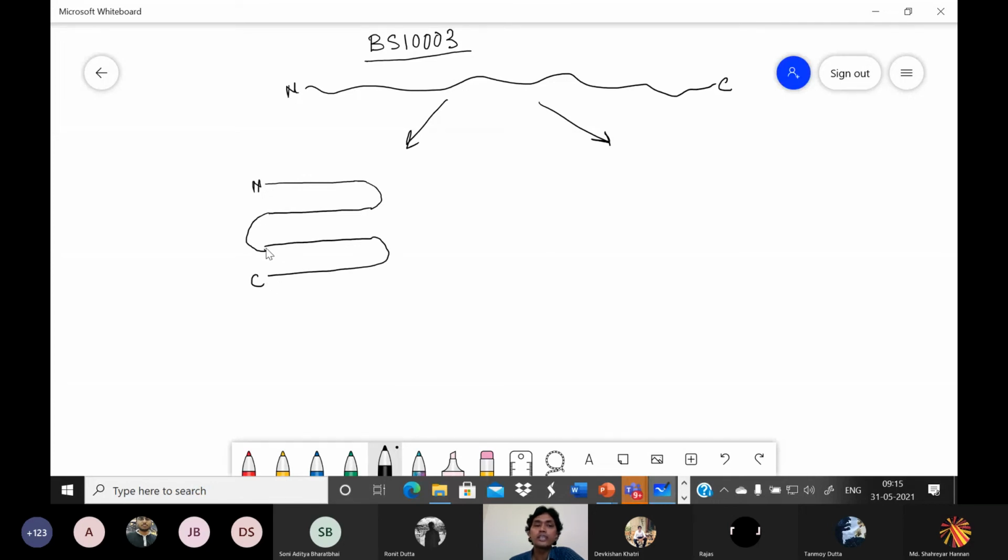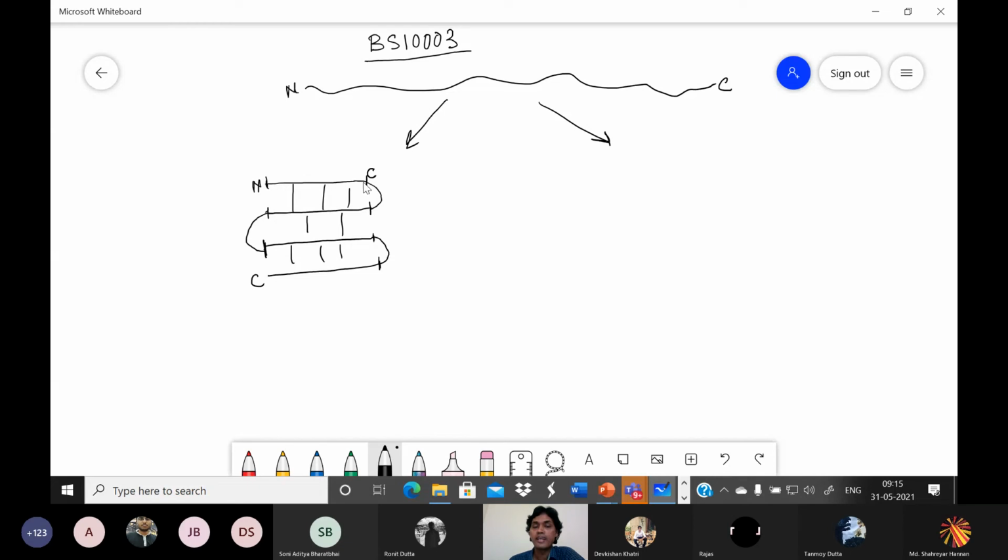Okay, so this portion is a loop. They are not following this specific order of peptide bonds for hydrogen bond formation, but here you have specific hydrogen bonding. Now, if you see in this segment, what is N and C? This is the N terminus and this is the C terminus.